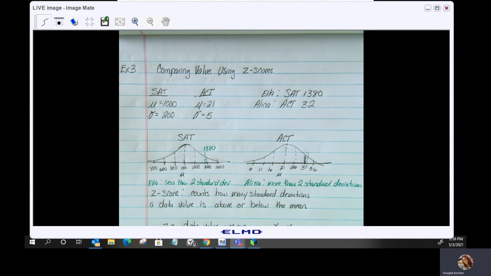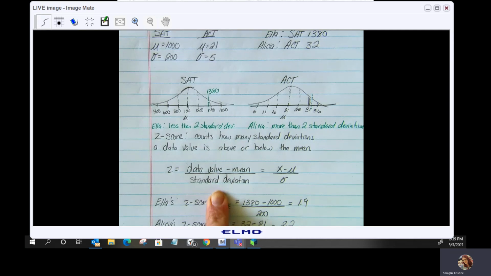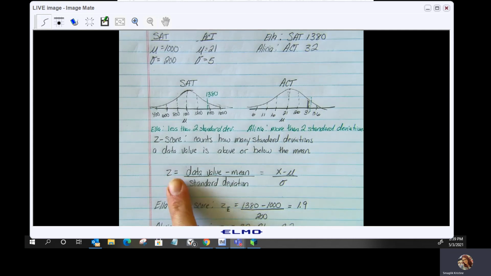So what we can do is use z-scores. Z-scores count how many standard deviations a data value is above or below the mean. So we have a handy dandy formula right here. Your z-score equals whatever the data value is minus the mean, divided by the standard deviation. And here's our notation: data value minus the mean divided by standard deviation.